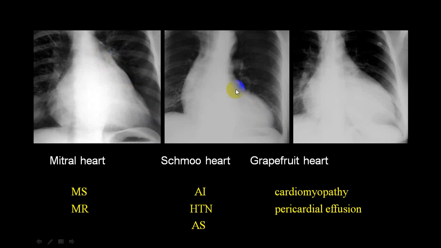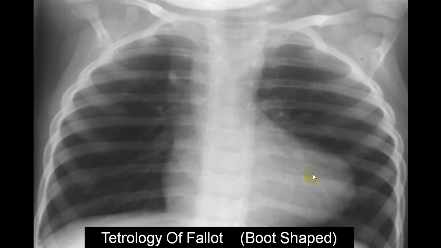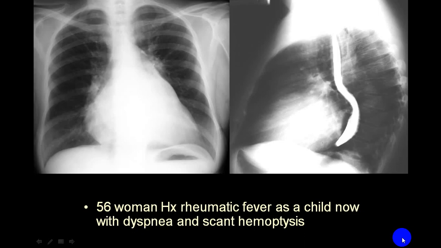This is pure LV, pure LV. So this will be more common in aortic incompetence. This will be in MS and MR, and this is given a name sometime, grapefruit heart. This is more common in cardiomyopathy and pericardial effusion. Try to rule out that. This is boot-shaped heart, tetralogy of Fallot.